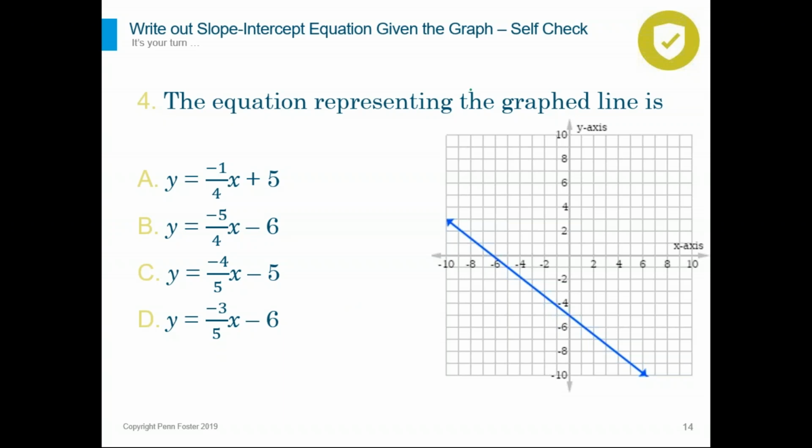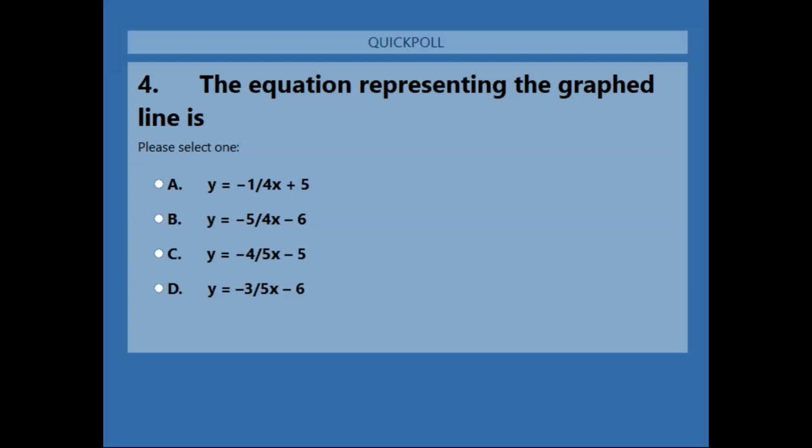Okay, I'm going to switch to the other screen. I hope everyone had the chance to find 2 points. And one of them, just to make it easy on us, would be the y-intercept. And then any random second point that's easy to find in the graph. Calculate the slope and choose your equation. And here is the question. What is the equation of this line?